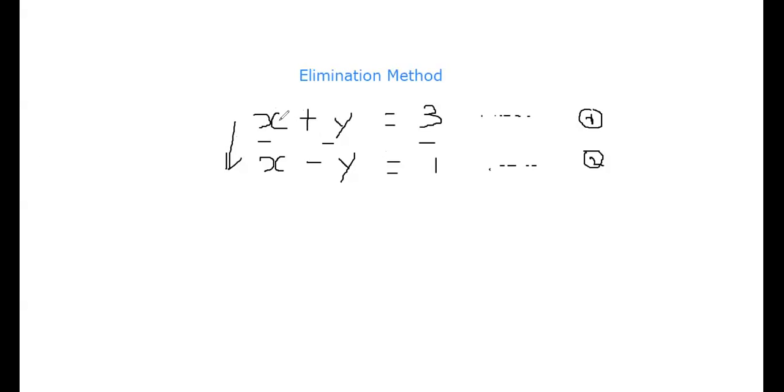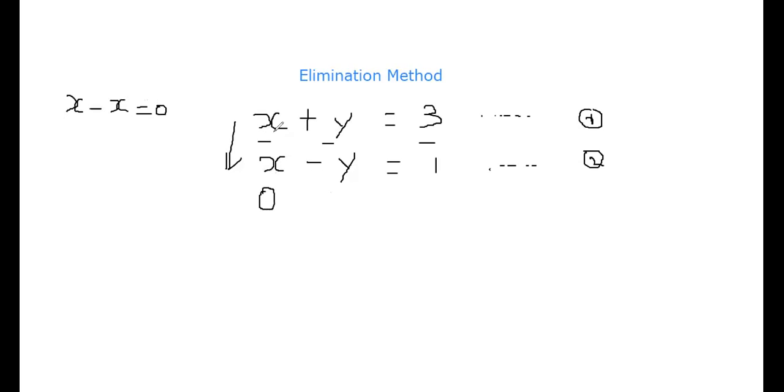So we have x, we need to subtract x, then plus y, we need to subtract negative y, and 3, we need to subtract 1. That will allow us to get rid of x because x minus x will give us 0. Anything subtracting itself will give us 0. So this section, x subtract x, is 0.